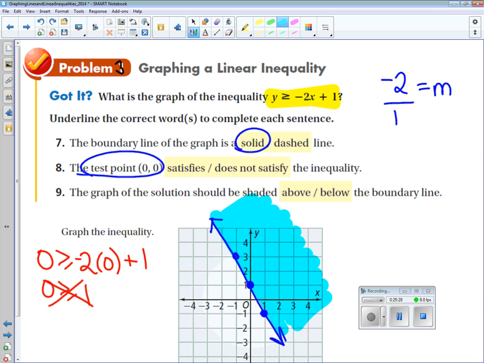Now the nice thing is that the calculator will also do that for you. So let's go into our calculator again. Let's go to the y equals. Let's clear out whatever equation we have there. And let's put in this one. Let's put in y is greater than or equal to -2x plus 1.